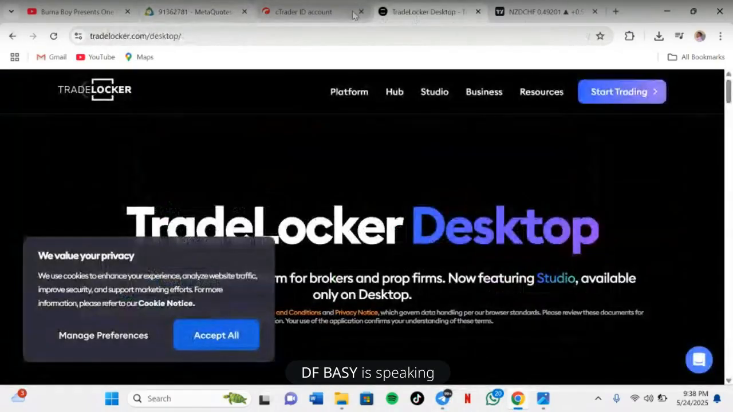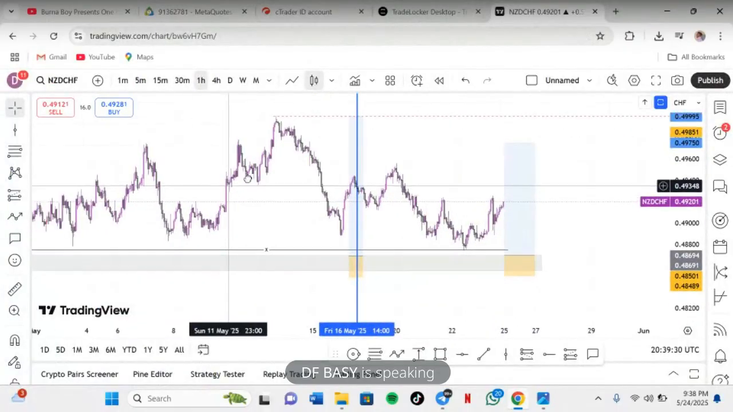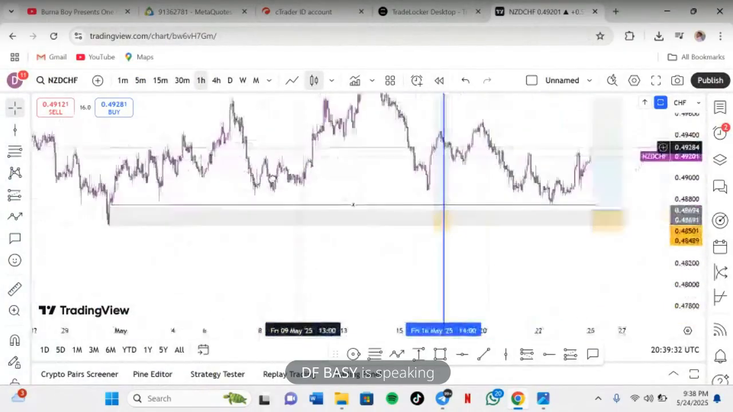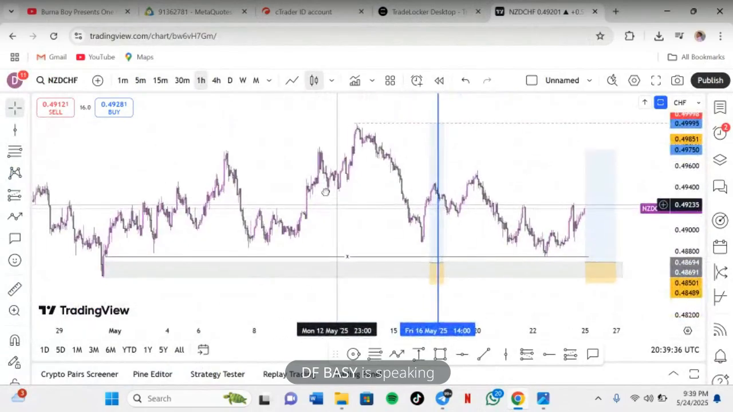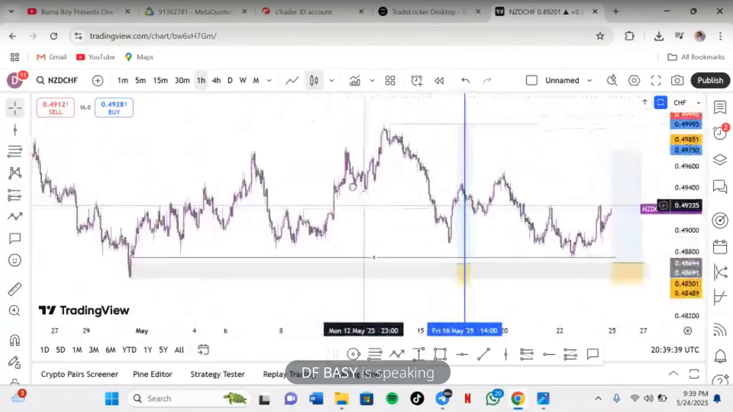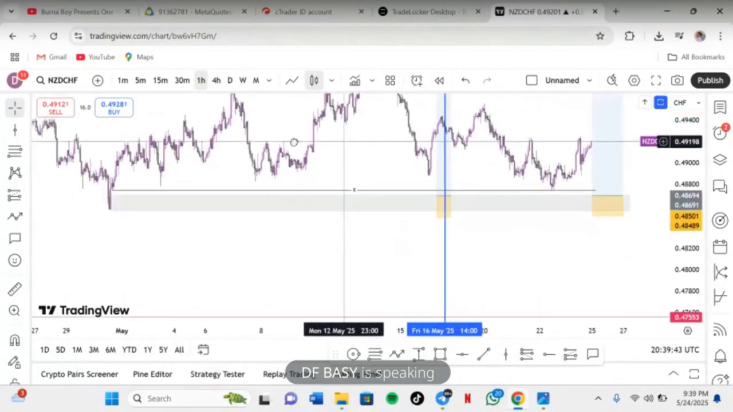Trade Locker, cTrader, MetaTrader 5. So this app is TradingView. The name of this app is called TradingView. This is the web version of it. I'll drop the app icon for you guys on the group chat so you can install it. So this is TradingView. It is used to analyze the market.